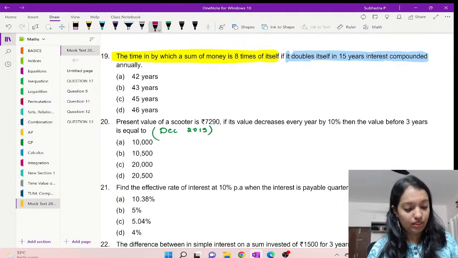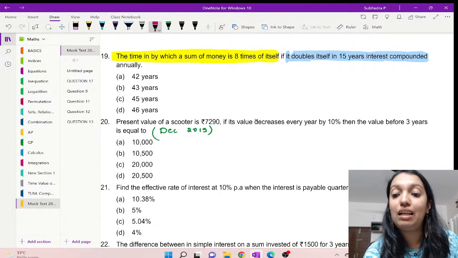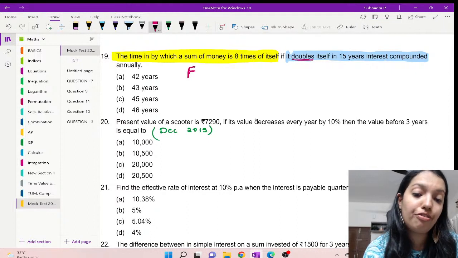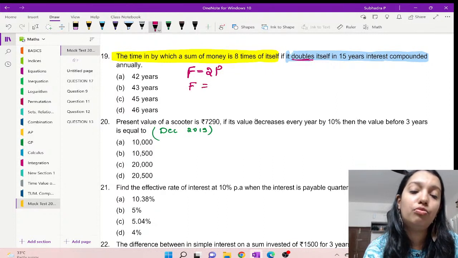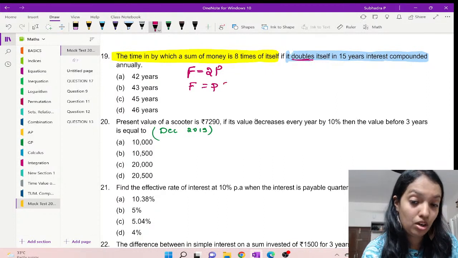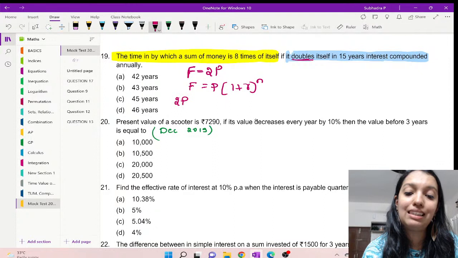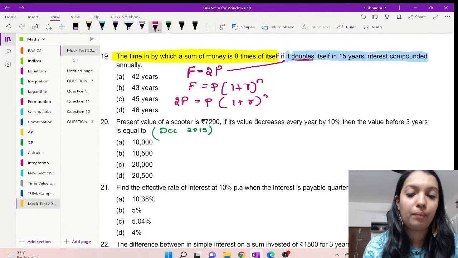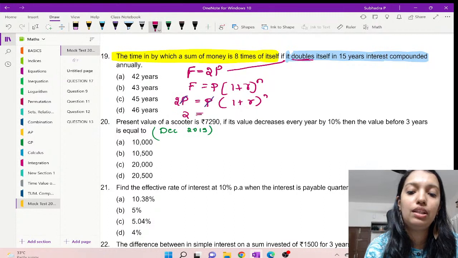How to solve? Have a look. What have they told us? The sum of money doubles itself. That means my future value F is equal to 2P. How do you find future value? What is the formula? Apply the formula. It is P of 1 plus R whole to the power n. Instead of F, I am taking 2P because it is doubling. So 2P equals P of 1 plus R whole power n. Can I cancel P and P? Yes. So I know the value of 2 is equal to 1 plus R whole power n.